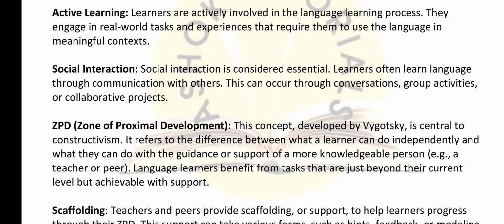Between what a learner can do independently and what they can do with the guidance and support of a more knowledgeable person, for example a teacher or peer. What they are trying to say is that there are certain things which you can do alone. Yes or no? Right?